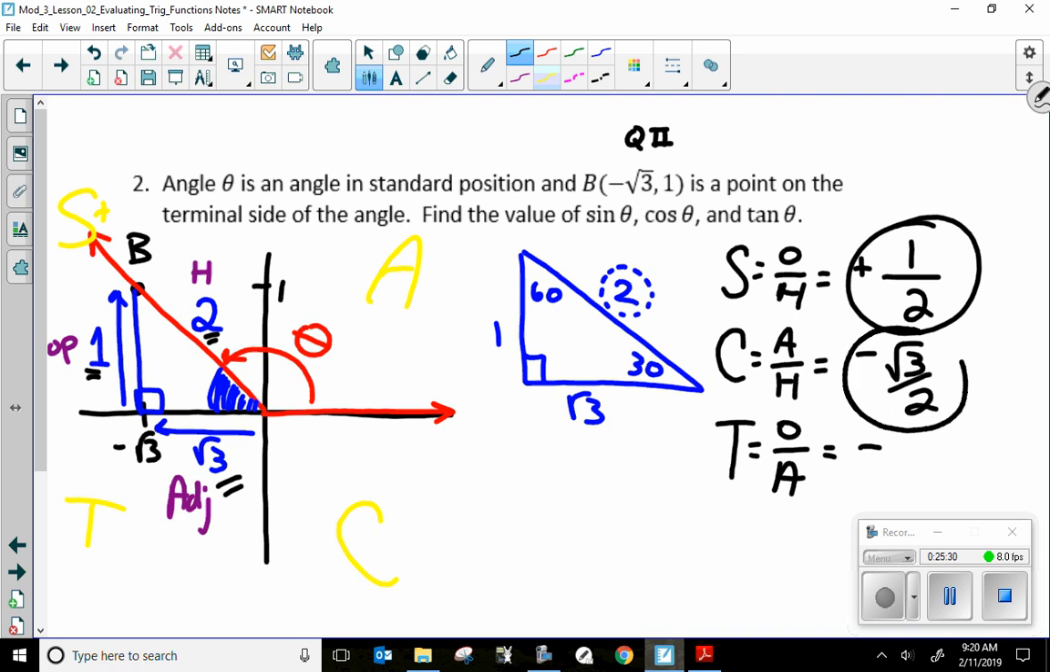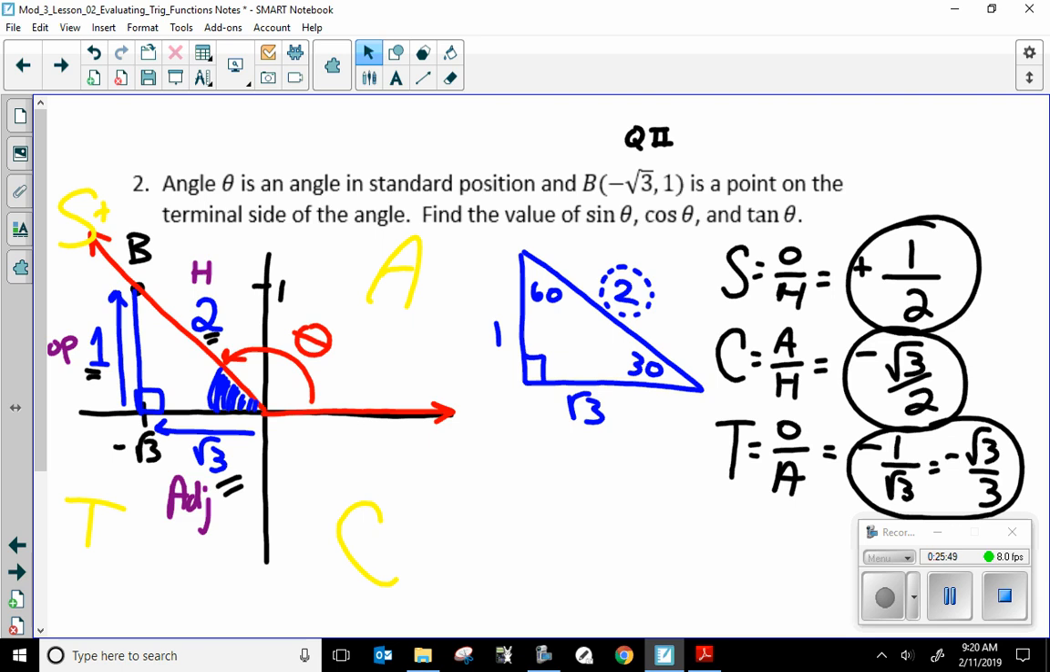Cosine is adjacent over hypotenuse, so it's radical 3 over 2. And guess what? That should be negative, right? Cosine is negative in quadrant 2. And tangent is opposite, which is 1 over radical 3. And that should be negative. And if it's simplified, negative radical 3 over 3. There you go. Those are all 3 trig functions, sine, cosine, and tangent, of theta, if it has a point that is on its terminal side of negative radical 3, 1.